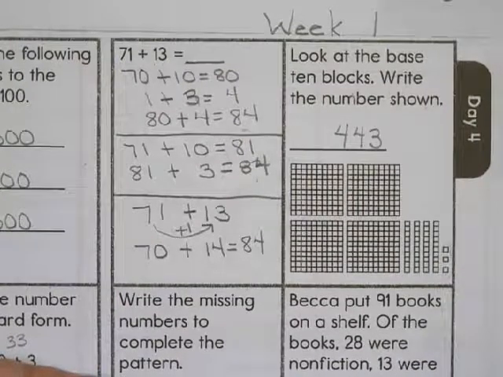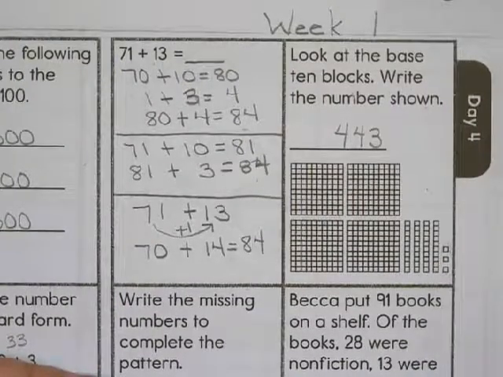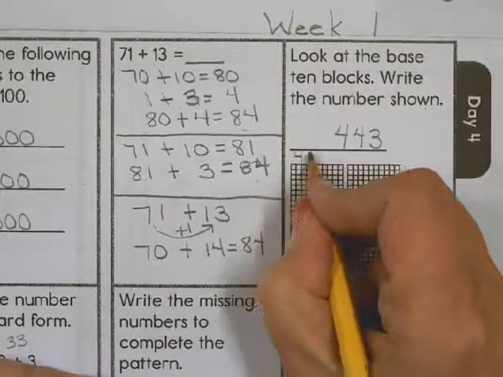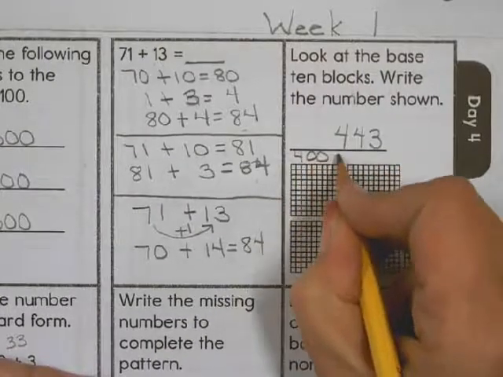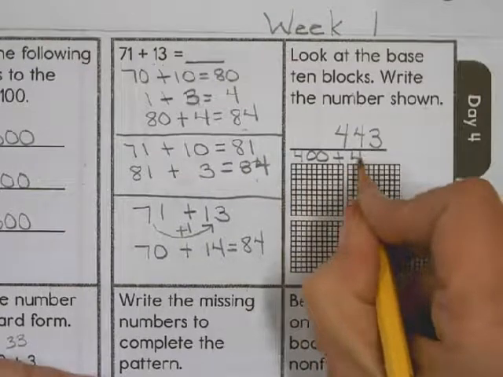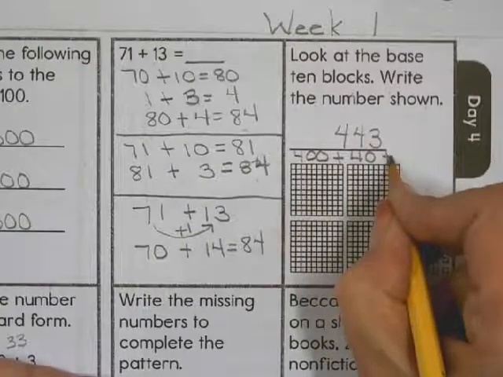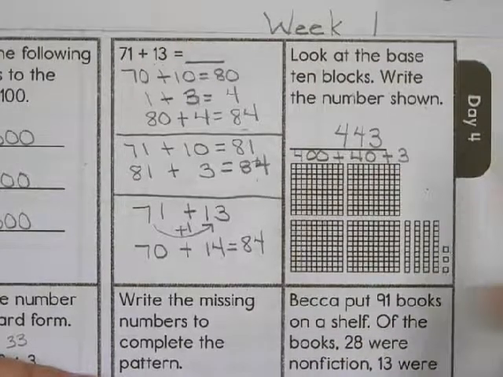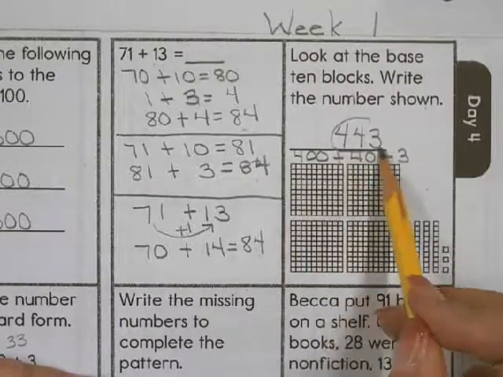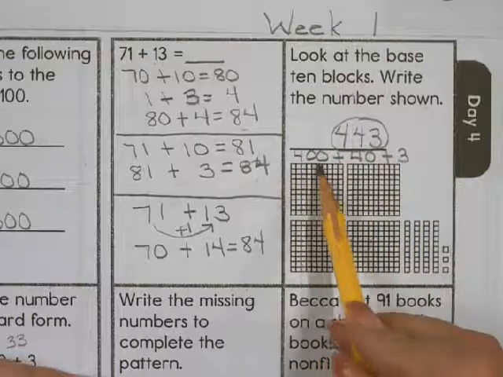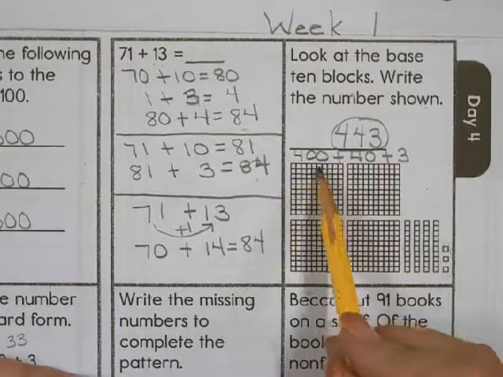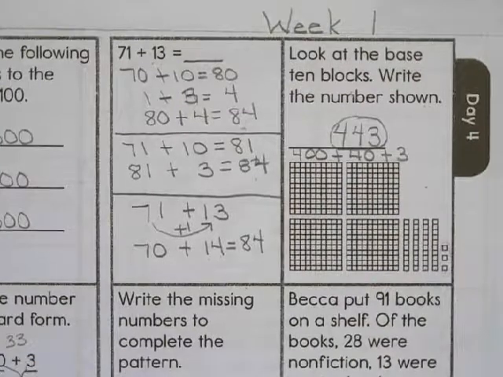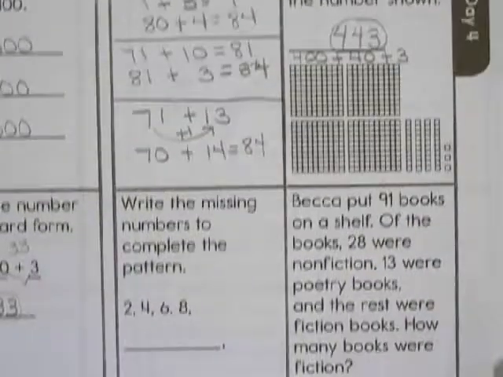Now, if we were to write this in expanded form, we could say that it's 400 plus 40 plus 3. But it basically just wants you to write it in standard form. We should also have experience writing it in expanded form as well.